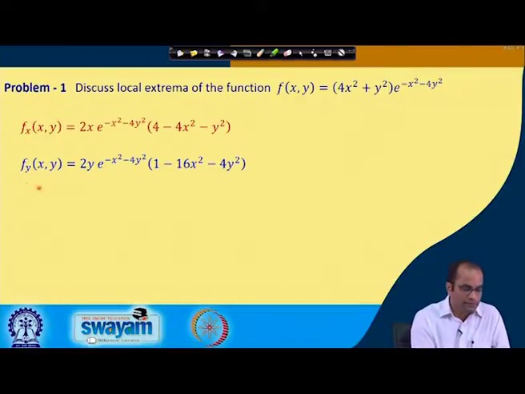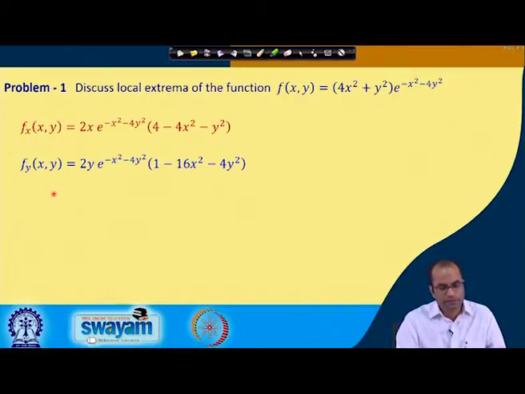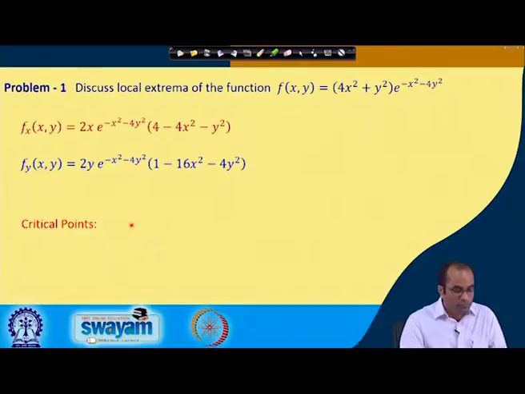Similarly, we can get the first order derivative with respect to y. Now we differentiate with respect to y, and again the product rule is applicable. So we get 2 times y, and here the same exponential function, and the extra term 1 minus 16x square minus 4y square. The critical points we can now get by solving these two equations.